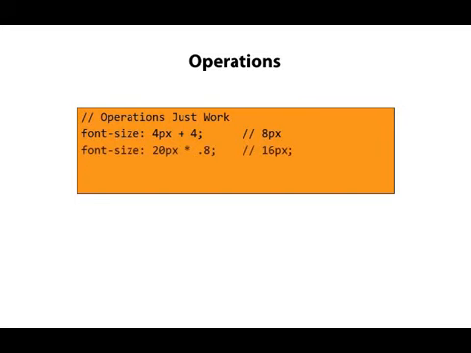Operations are another feature of less. You can use operations to do calculated values on any name-value pair inside of less. For example, setting the font size by taking the unit of 4 pixels and adding 4 will result in an 8 pixel value. 20 pixels times 0.8 is going to give you 16, or even dividing colors or doing operations on color values, it's going to treat those as numbers as well. Parentheses will allow you to control the order of operations like you would expect from a typical programming language.